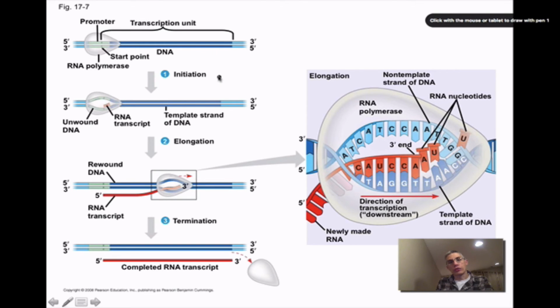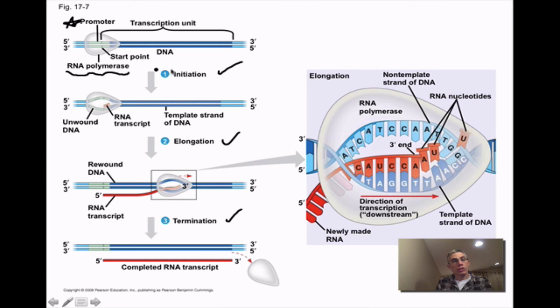Now, oftentimes what they'll do is they'll break transcription into 3 different parts. They'll call it initiation, elongation, and termination. So basically what that means is you get the promoter, so this is going to be the area on the DNA where we start transcription. RNA polymerase is going to come in, it's going to initiate the process, it's going to unwind the DNA strand, and we're going to use one side as a template, and we're going to create that RNA transcript or messenger RNA. So this is going to be considered elongation.